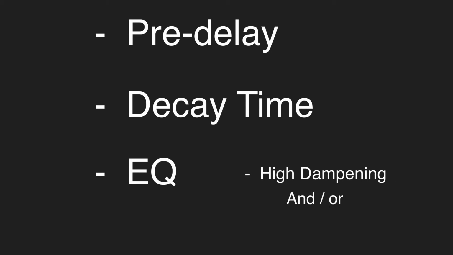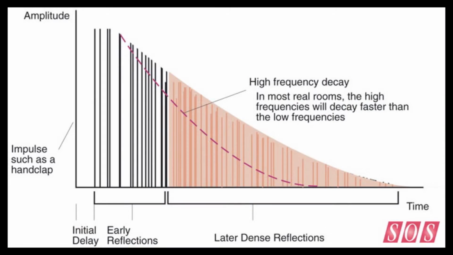Let's look at the 3 parameters that I often adjust on a reverb unit: the pre-delay, the decay time, and the EQ of the reverb, which sometimes appear as high and or low frequency dampening. Pre-delay, or initial delay, is the amount of time that passes before the audio signal hits the walls of the room. As you can see, a little time goes by before the sound reflects off the walls. And notice how in most real rooms, the high frequencies will decay faster than the low frequencies. This is important to keep in mind when we set our EQ for the reverb.